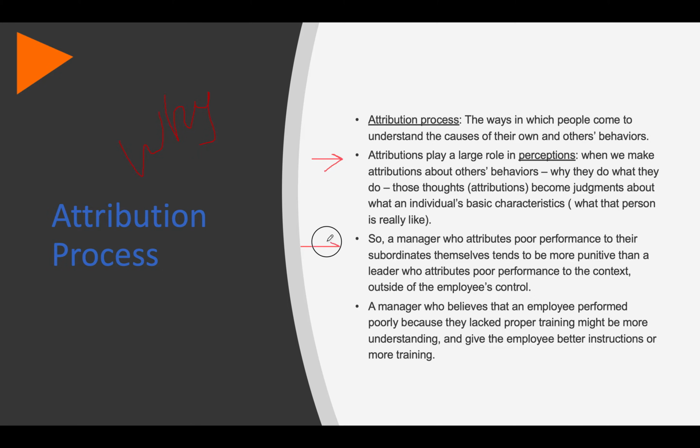So, for instance, in companies, in organizations, a manager who attributes poor performance to the employee themselves may be more punitive and punish more than somebody who attributes poor performance to the situation, to the context that would be outside of the employee's control. If the manager believes that the employee is performing poorly because they don't have enough training, that's going to get a really different consequence than if the manager believes that the poor performance is because the employee doesn't have the ability.